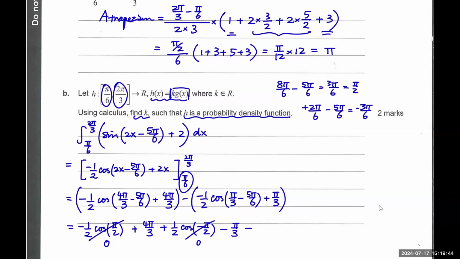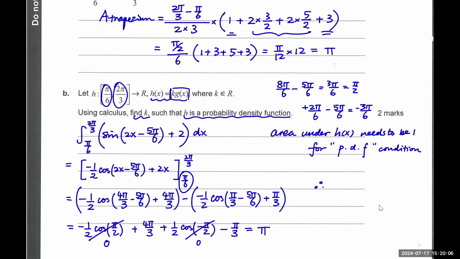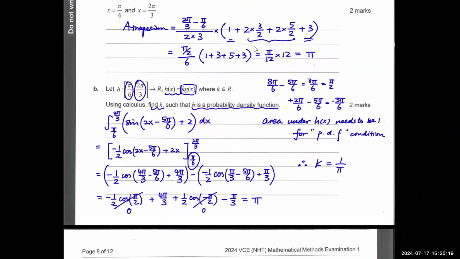Minus pi over 3. So eventually the area is exactly pi here, okay? Area under h of x needs to be 1 for a probability density function condition. Therefore, k must equal 1 over pi, okay? So that is my answer. And let's see what else we need to do.